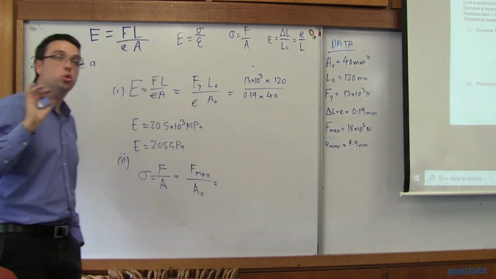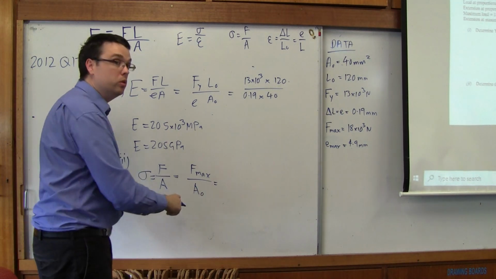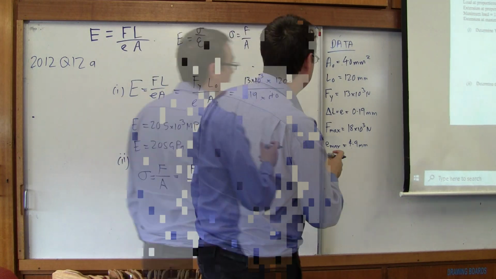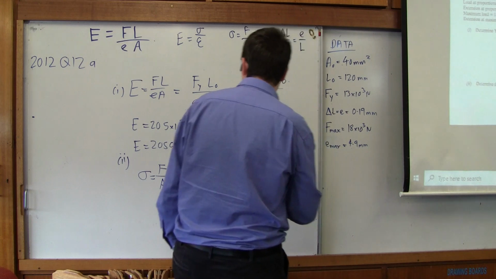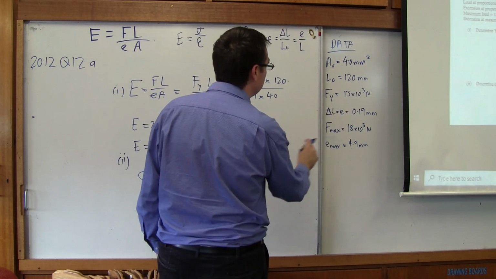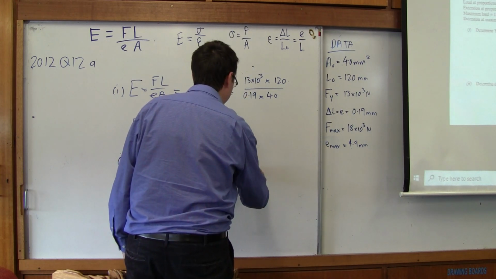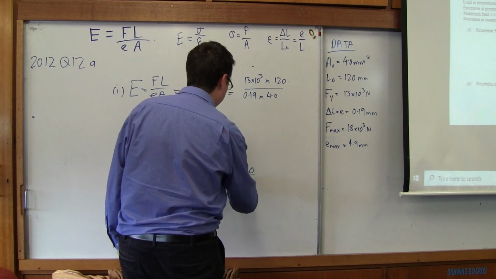If we were finding the true stress, that would be a different calculation. That's where we would use the area at failure, and they didn't even give us the area at failure, so that's good. They've made life easier for us. Okay, so F max equals 18,000 newtons divided by an area of 40.